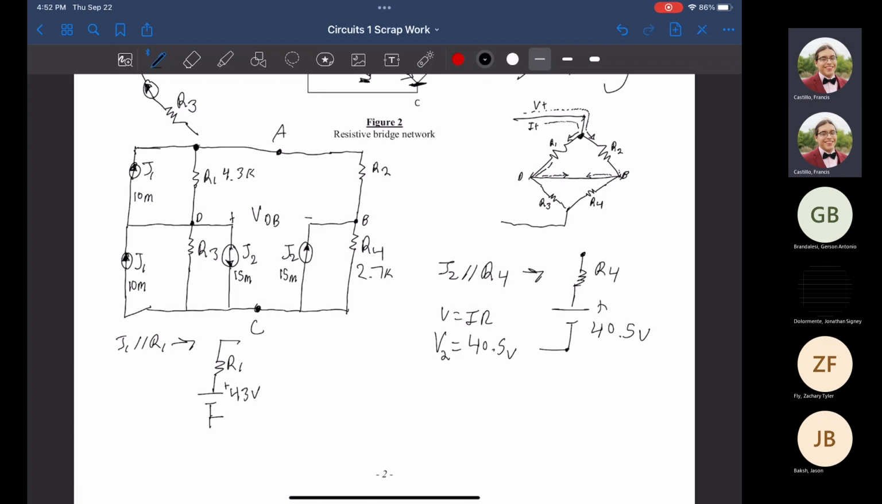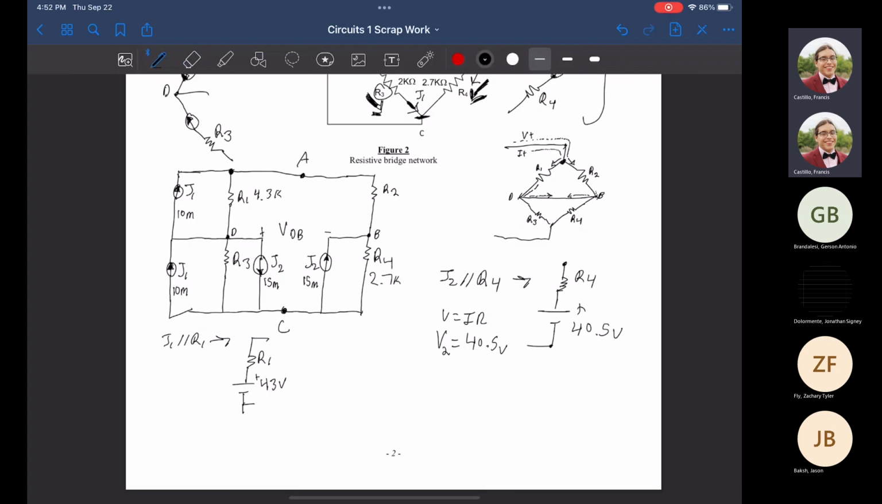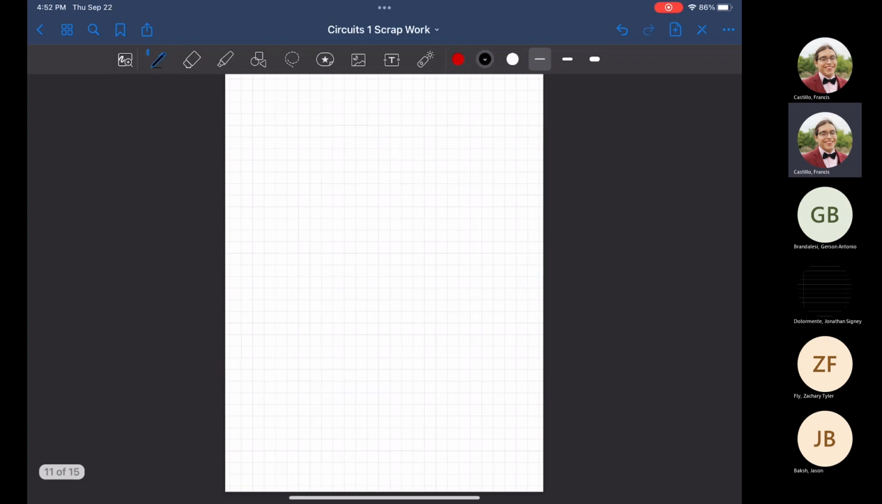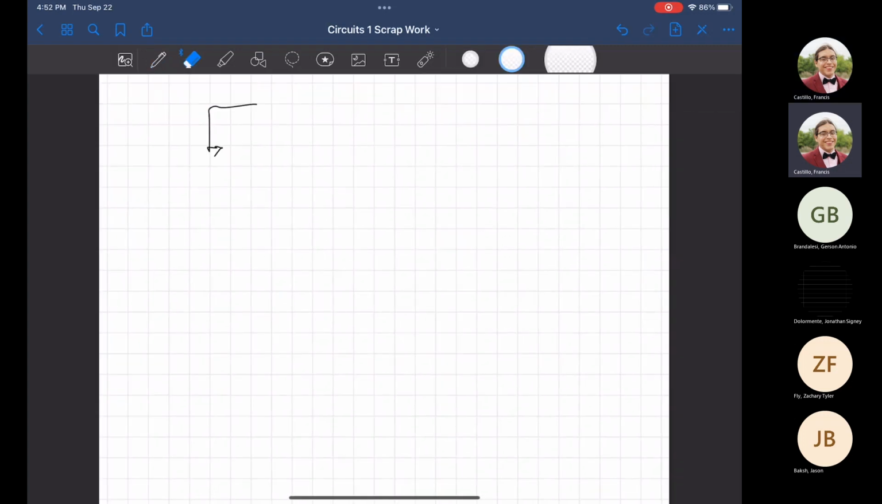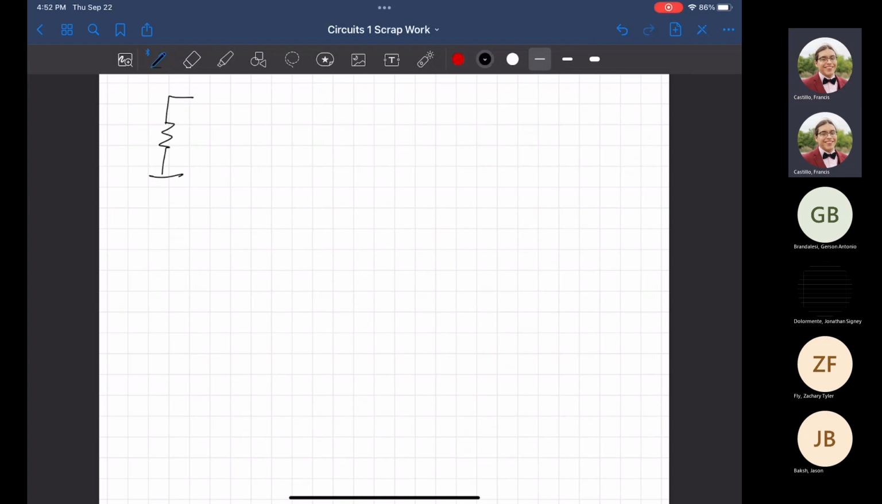Okay. Well, so now we have this equivalent circuit here that I'm going to redraw on the next page because we're running out of room. So this is our current equivalent circuit. We currently have this resistor here with the voltage source we just found. This is still R1. This is the 43 volts, simply by doing R1 times J1. Here we go across.